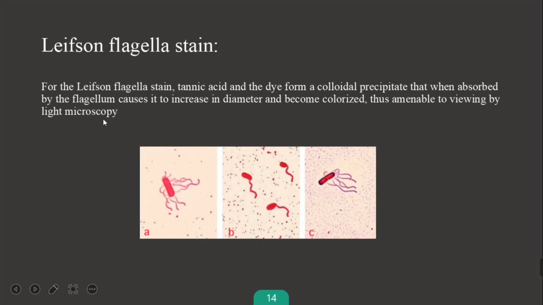This is the Leifson flagella stain. For the Leifson flagella stain, tannic acid and the dye form a colloidal precipitate that is absorbed by the flagellum, causing an increase in diameter so that it becomes colorized and visible by light microscope. This is the flagella staining. Leifson staining result. Thank you.